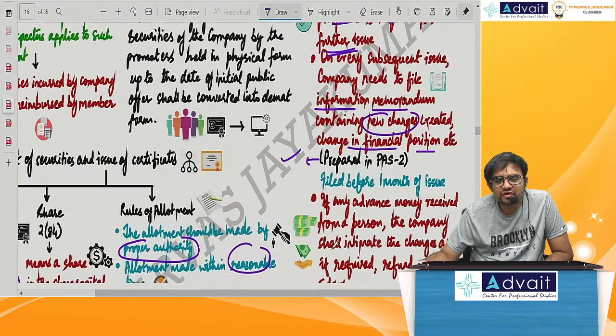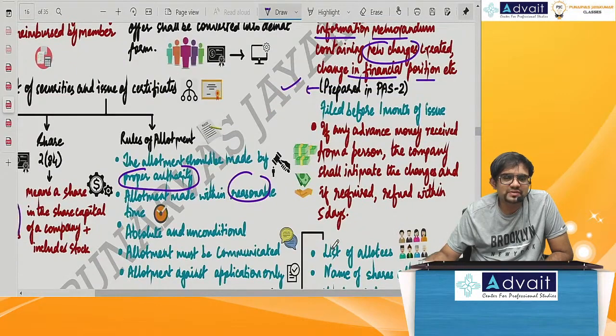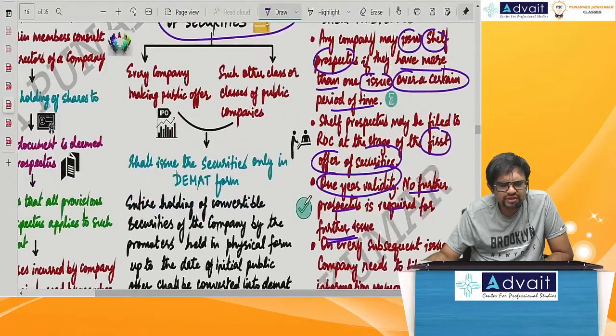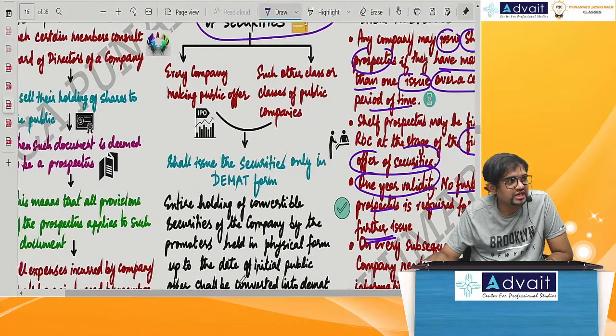It should be filed 1 month before the issue. If any advance money is received also, the company shall intimate the changes if required. And if changes are required but not intimated, then they have to cancel that issue and refund the money within 5 days. So this is with respect to the shelf prospectus. Those are the three types of prospectus, guys: deemed prospectus, red herring prospectus, and shelf prospectus.